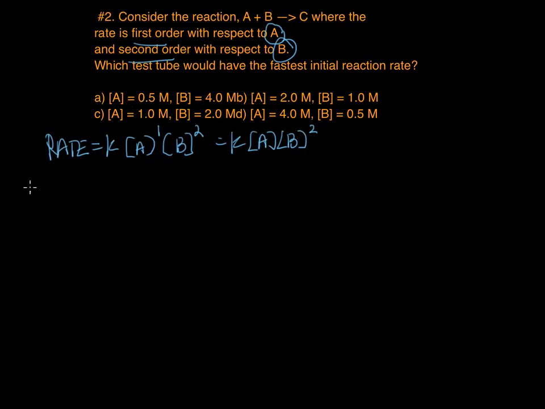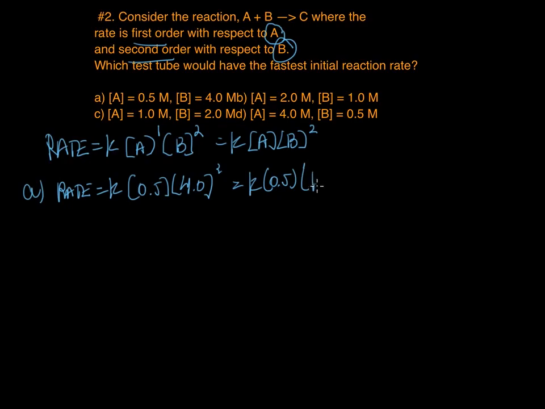So let's do A. The rate is equal to K, which sure is unknown, times A, which is 0.5, times the concentration of B, which is 4 molar, squared. Okay, so that's K times 0.5. What's 4 times 4? That's 16. That's equal to 8 times K. All right. We repeat the process for the different test tubes.